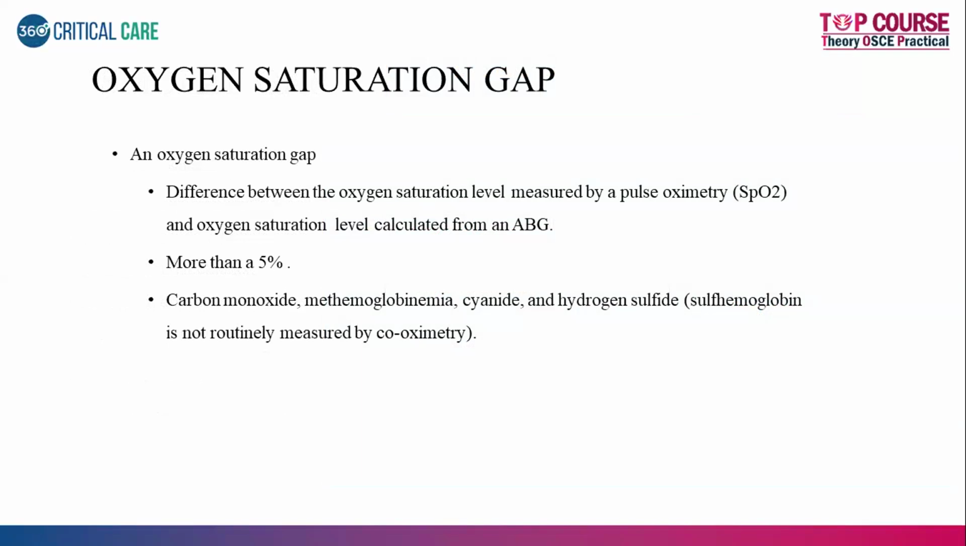The next gap is your oxygen saturation gap. What is the oxygen saturation gap? It is the difference between the oxygen saturation measured by pulse oximetry, that is your SpO2, and the oxygen saturation calculated from your ABG. The difference should be less than 5%. If it is more than 5%, then there is either carbon monoxide poisoning, methemoglobinemia, cyanide poisoning, or presence of hydrogen sulfide. The best way to confirm this is co-oximetry.